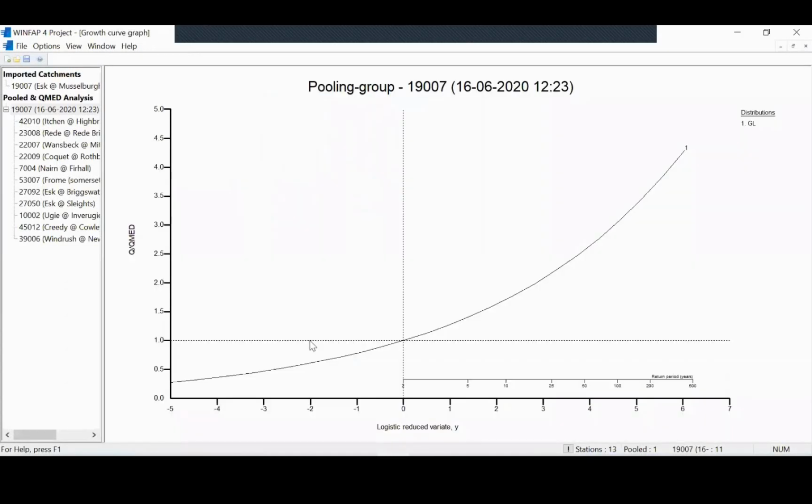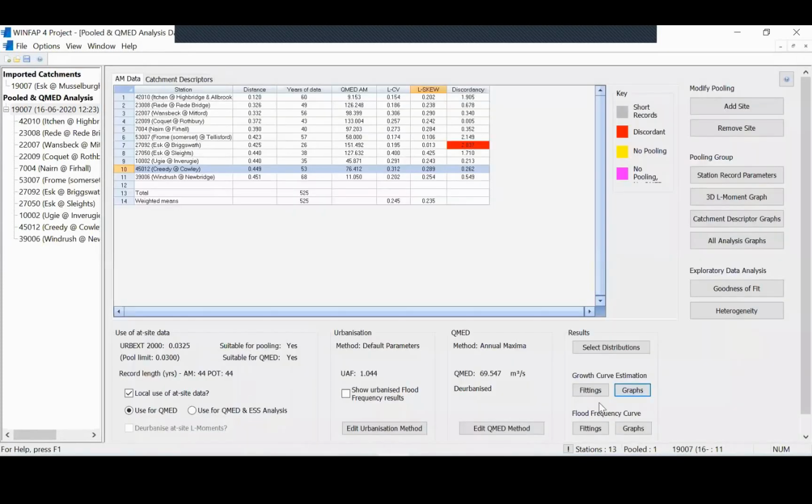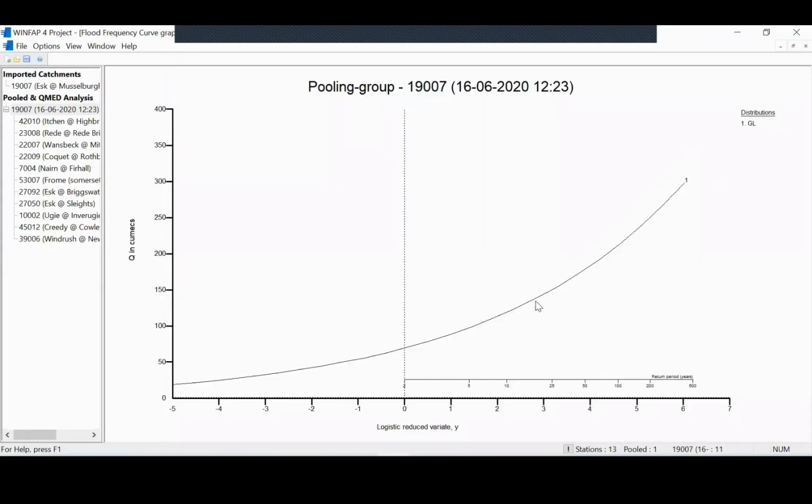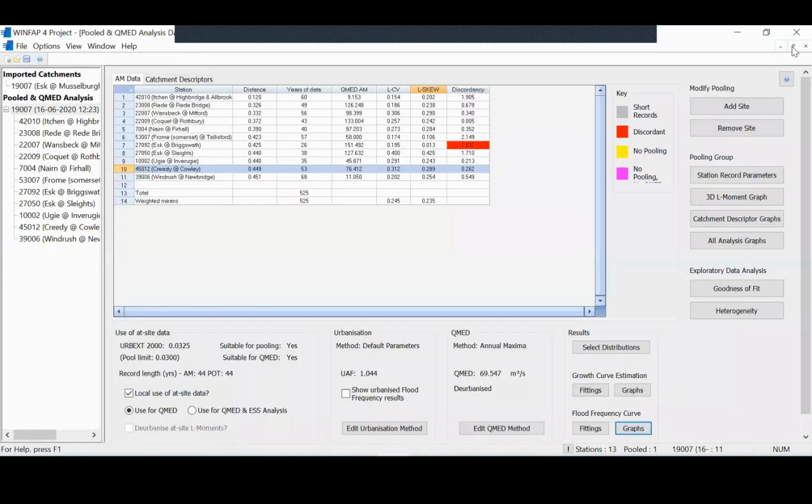We can also have a look at the graph, which just shows the growth curve as derived using the generalized logistic distribution. And we can also have a look at the flood frequency curve, which is those growth curve factors multiplied by the QMed there. And that just gives you an idea of that. So you can see that that's in QMED, giving us an idea of the flows.